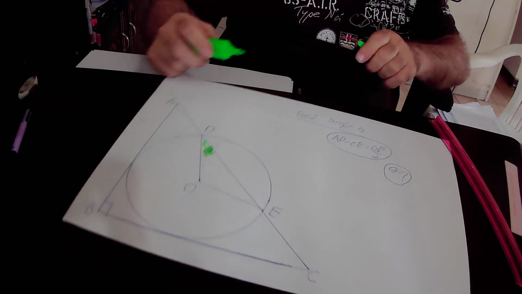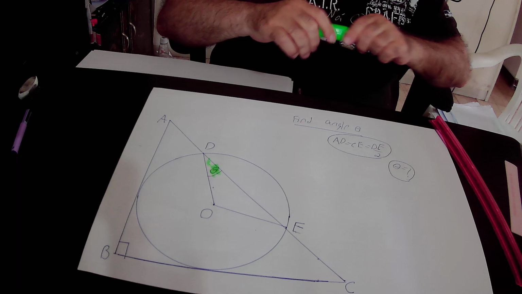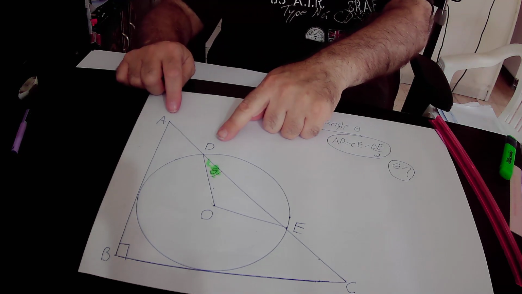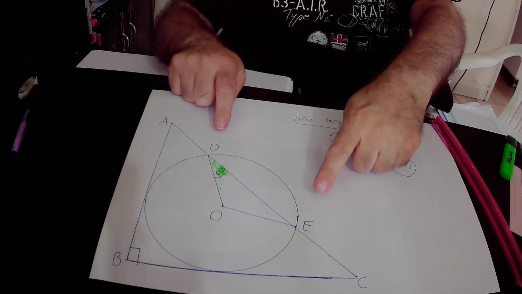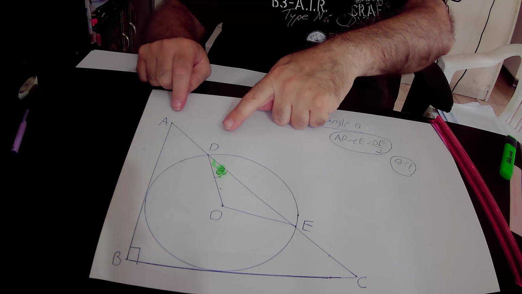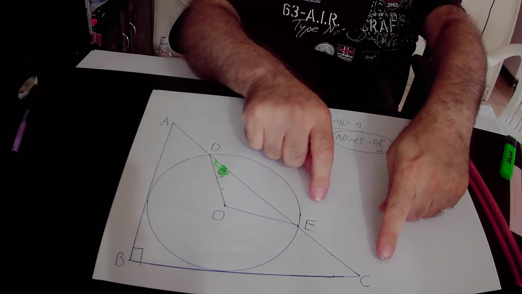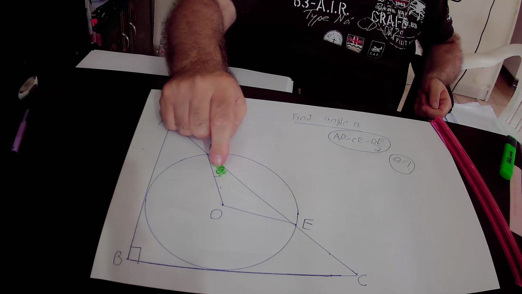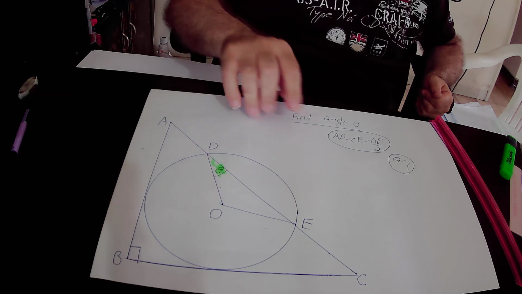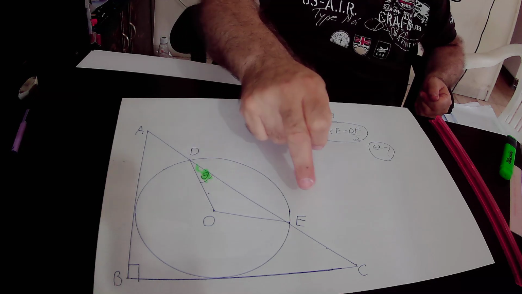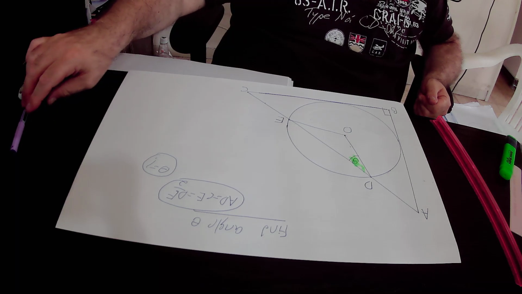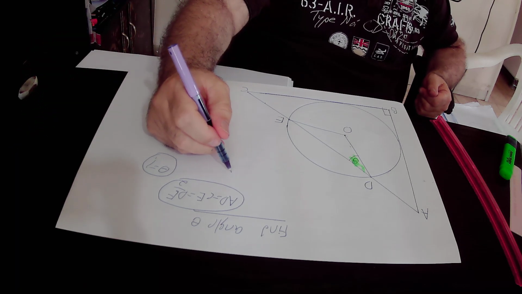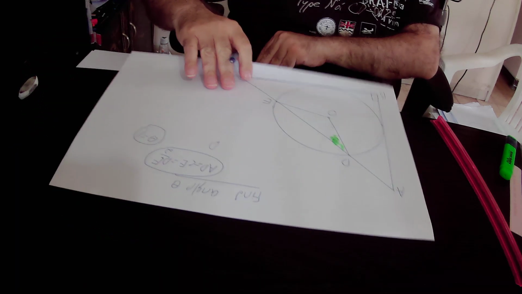It is given in the question that line segment AD equals line segment EC, and line segment DE is twice as long as AD, and it is also twice as long as CE. Our mission is to find the size of this angle theta. So first of all, we define line segment DE as 2a. Line segment DE equals 2a according to our definition.